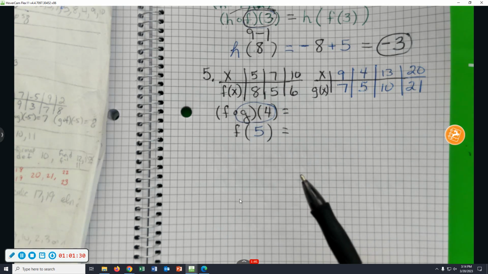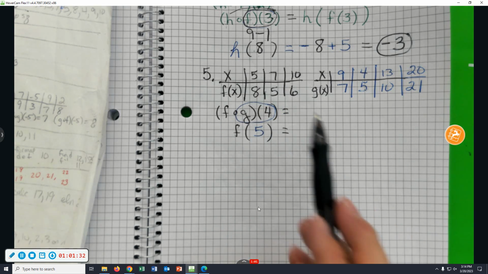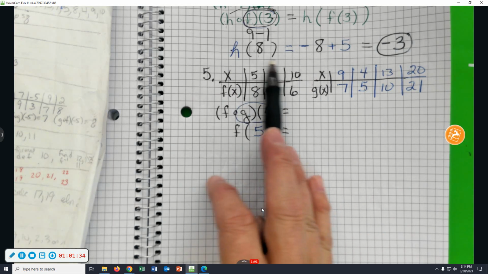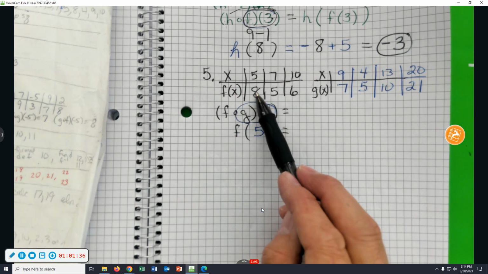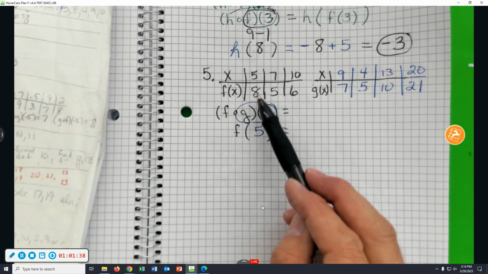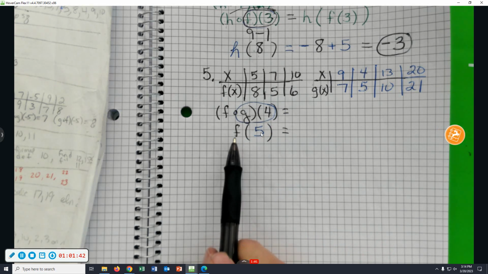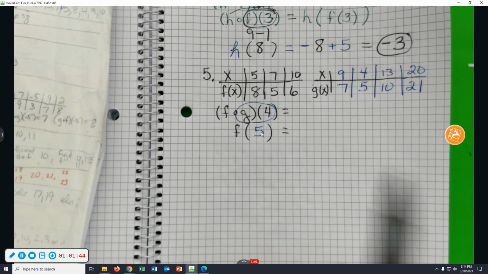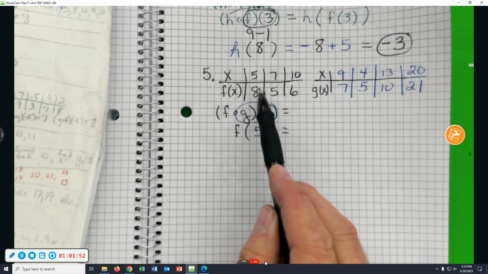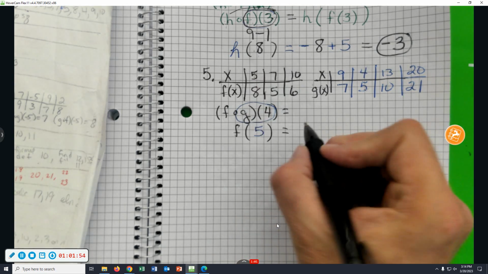F of 5 is... There are 2 times that the number 5 appears in the F table. It has an 8 and a 7. Which one of those is the correct answer? The F table assigns 5 to 8. Okay.